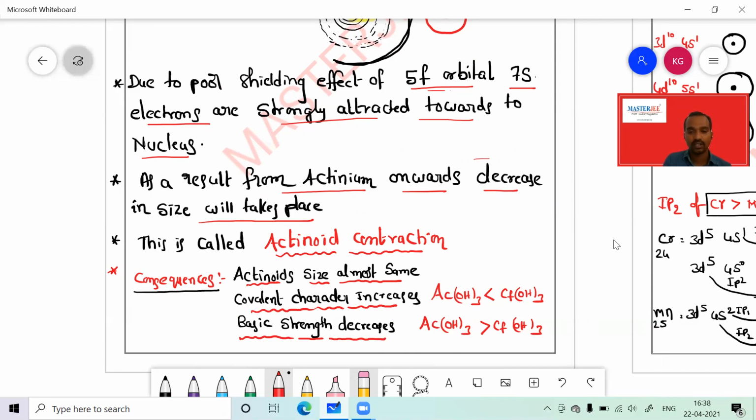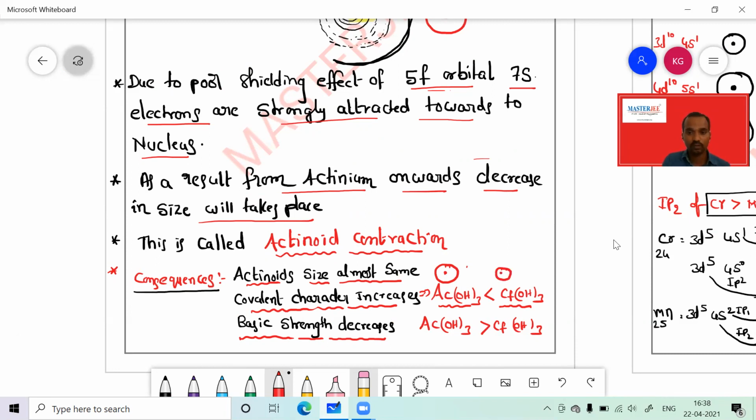As a result, if you compare actinium hydroxide and californium hydroxide, which has the highest basic nature, and which has the least basic nature? Here it is the covalent character. If you compare the covalent character, actinium hydroxide has less covalent character. Californium hydroxide has the highest covalent character. Why? The size of actinium is this much, and californium is this much. The size gets decreased because of actinide contraction.